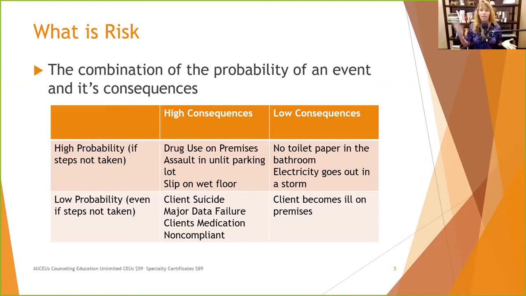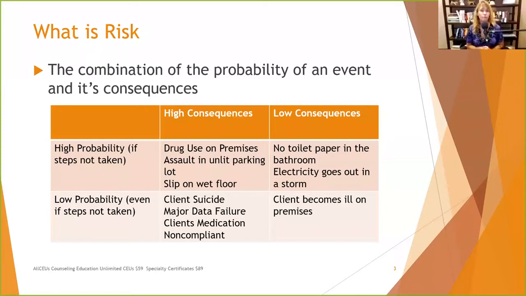Okay, high probability, low consequences: no toilet paper in the bathroom. When we're at a facility, there are going to be times when toilet paper runs out. Maintenance staff may have not been on top of it. Whoever was in charge of it may not have been Sally on the spot. So it's important to understand that things like this can happen. Now, is it a huge issue? No. It's going to be unpleasant. It's going to be inconvenient, but it's probably not going to have huge consequences for anybody, as long as it only happens once in a while.